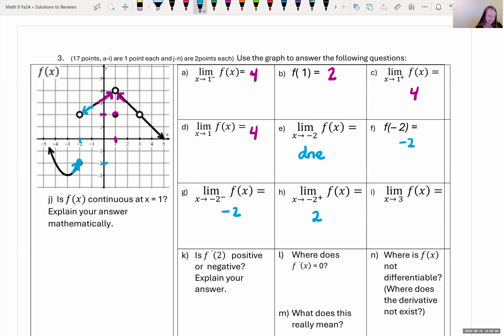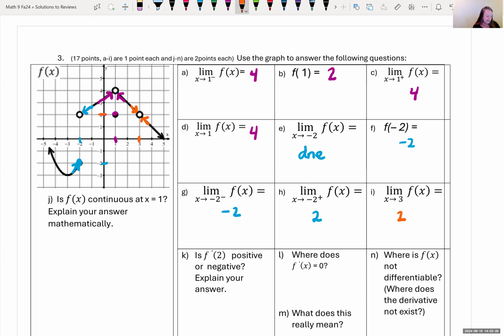Next question asks, the limit as x is approaching 3. Again, it doesn't say left or right, so I need to make sure the left and the right-hand side are approaching the same value. Locate x equals 3 on the graph. Coming in on the left-hand side, I have a y value of 2. Coming in on the right-hand side, I also am getting closer to that y value of 2. So that limit is 2.